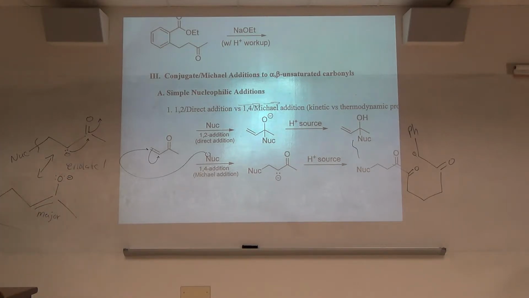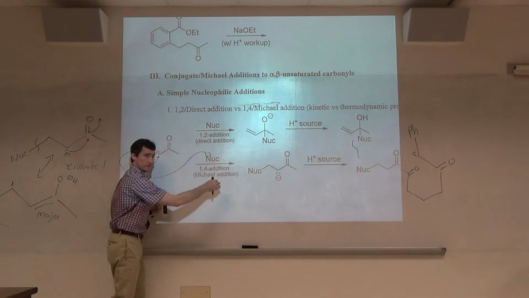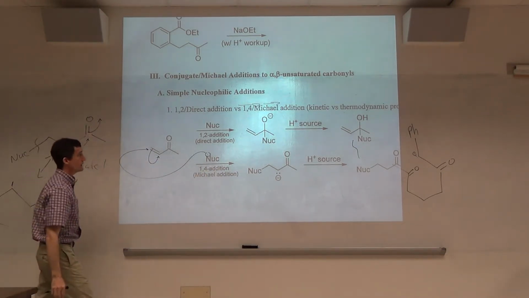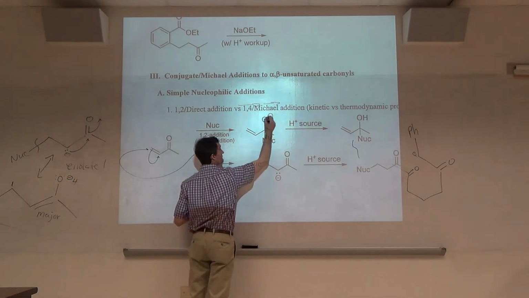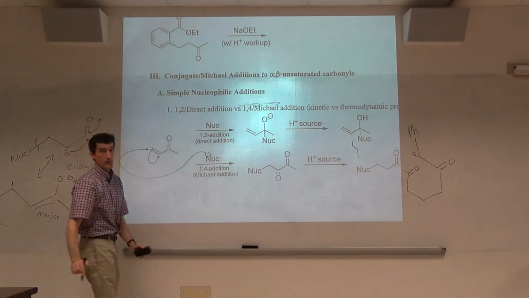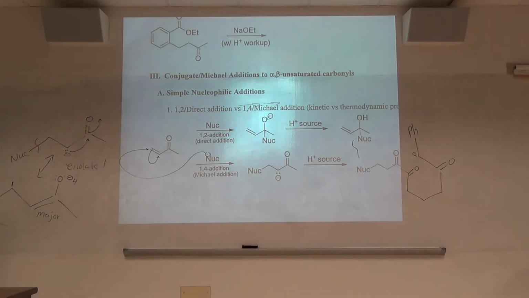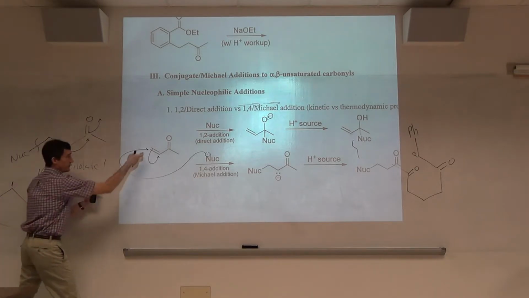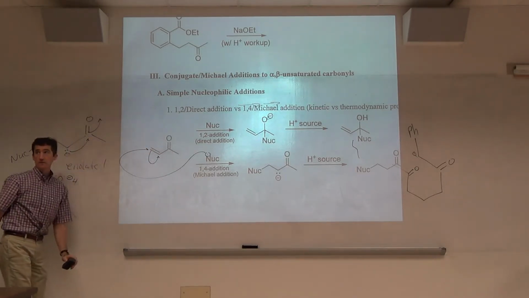Major structure. So the nucleophile added there, we'll call that 1. Where did the charge end up? Not there, that's 2. Not there, that's 3. Where did it end up? 4. Most of the charge is there. That's why it's called a 1,4 addition. Where here, nucleophile added 1 and the charge was 2. It's also called a conjugate addition because the double bond is conjugated with the carbonyl.